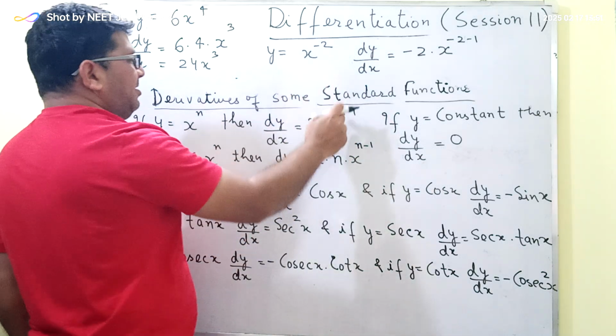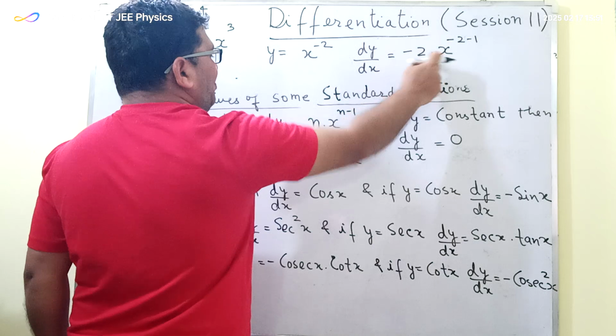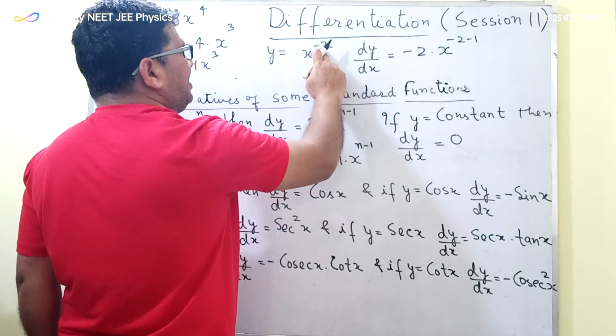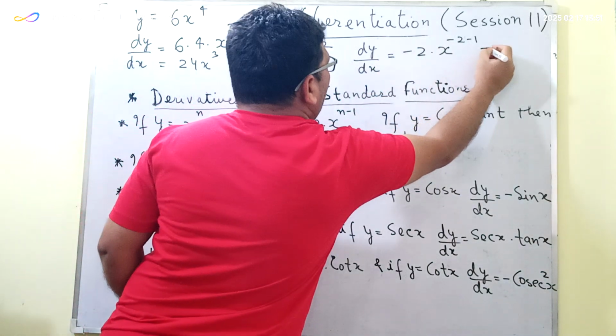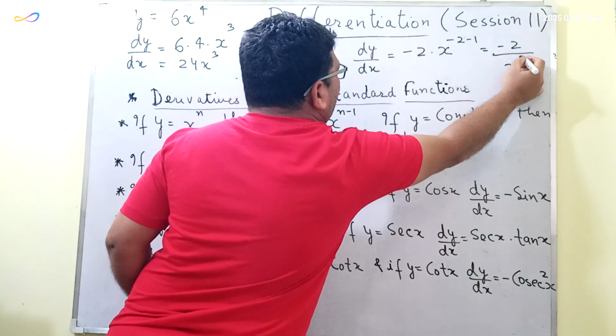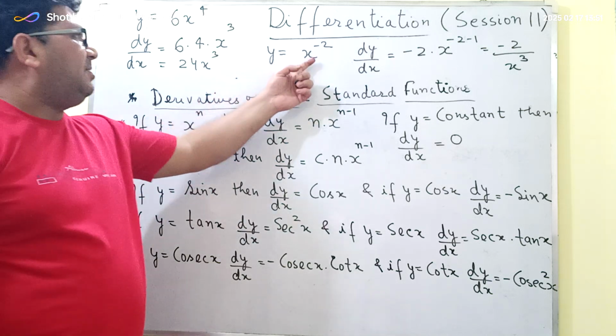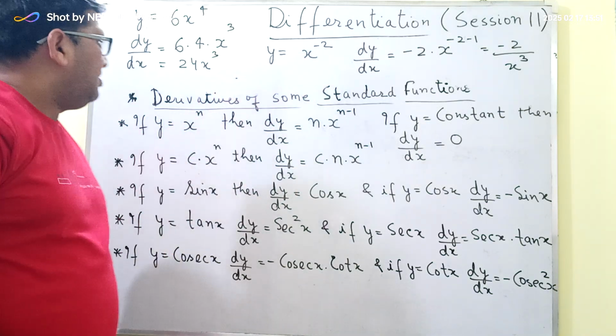तो हमने क्या किया यहाँ पर n क्या हो गया? minus 2. तो minus 2 लिख लिया into x to the power n minus 1. So n क्या है? minus 2 minus 1. So this is equal to minus 2 divided by x to the power 3 आ जाएगा. So this is the dy by dx of y is equal to x to the power minus 2.